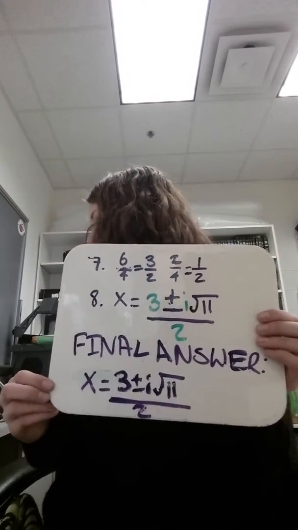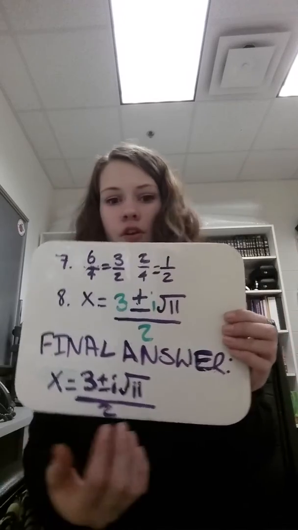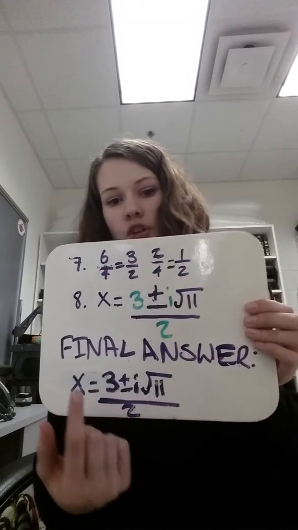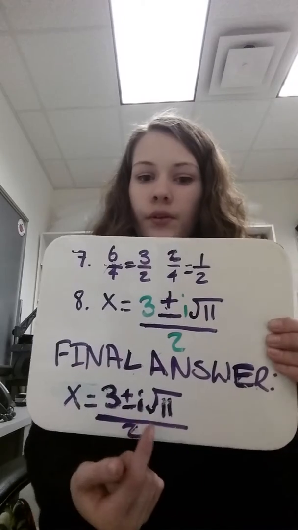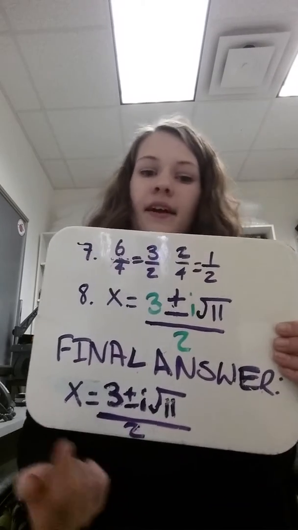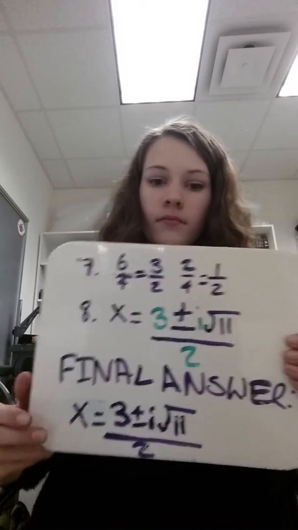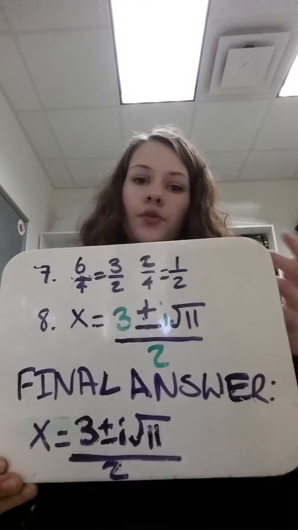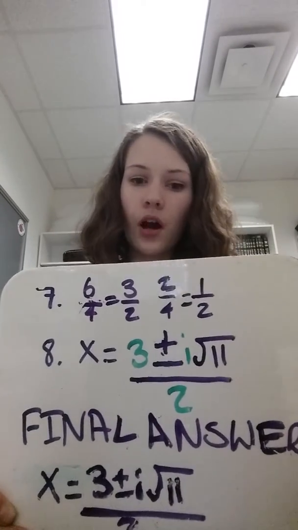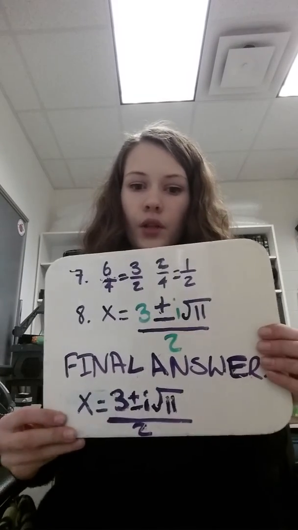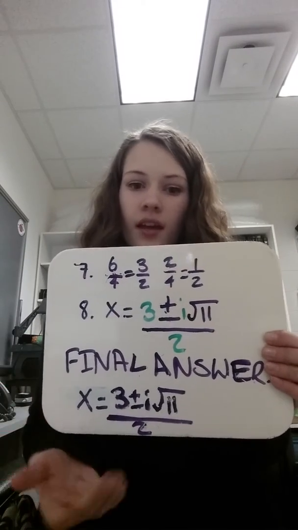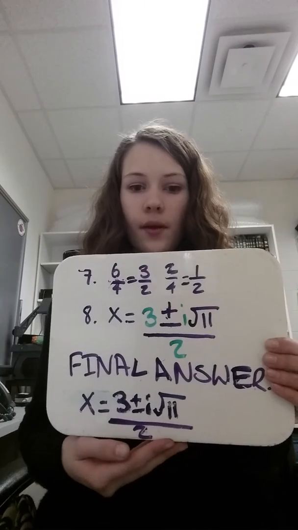And so your solutions are 3 plus i square root 11 over 2, and 3 minus i square root 11 over 2. And you have to do it that way, like I said, because there aren't real solutions, and the only way to find a solution is to use the imaginary number i.